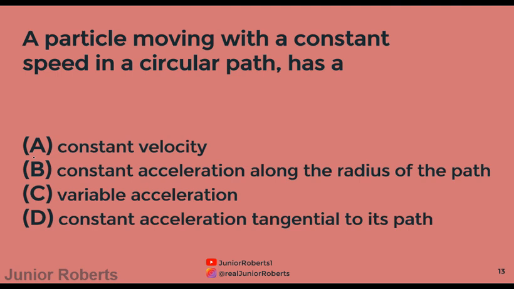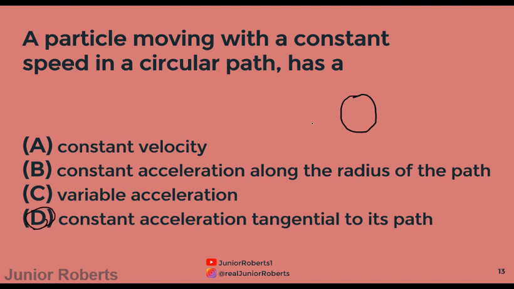This question says, a particle moving with a constant speed in a circular path. First of all, this question is quite interesting. Let us say we have an object moving around a circular path like this. We want to know what happens to this object as it moves around the circular path. If we look at our responses, A says constant velocity, B constant acceleration along the radius of the path, C variable acceleration, or D constant acceleration tangential to its path. Now the answer to this question is D.